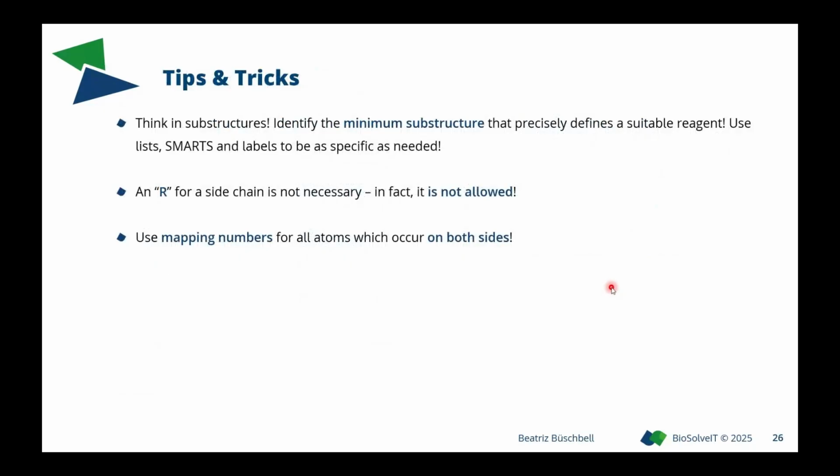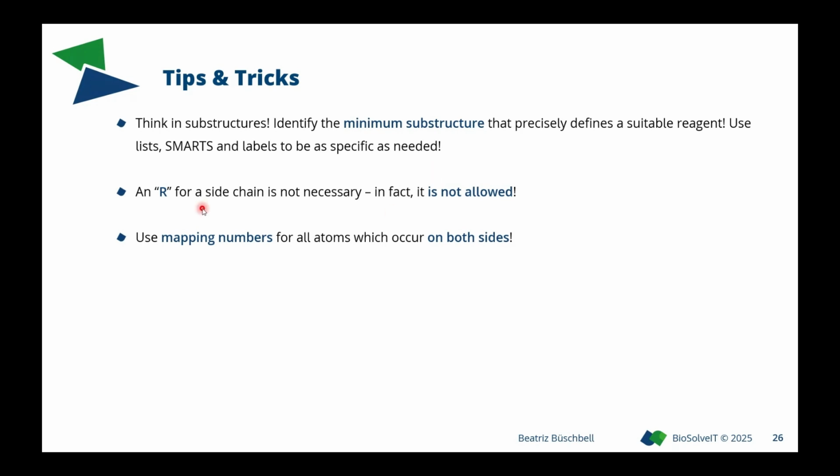Finally, some lessons learned, I would say, especially from us. You should rather think in substructures. So identify a minimum substructure that precisely defines a suitable reagent. You can use lists, SMARTS, labels to be as specific as needed, but don't try to add too many atoms to your substructure. We have seen that for this example of the amide coupling, where I was just defining a nitrogen, so one single atom in the end.